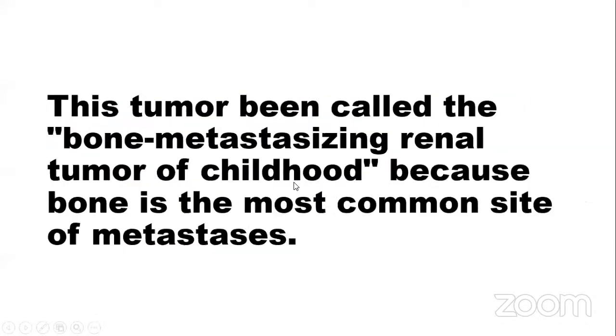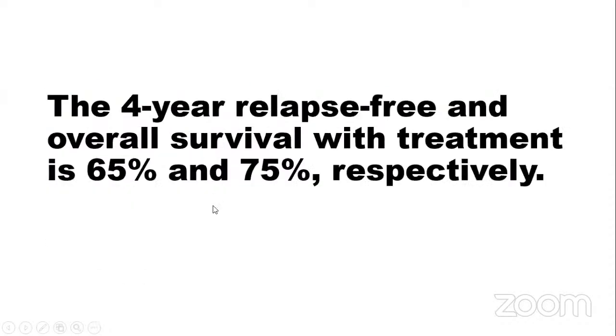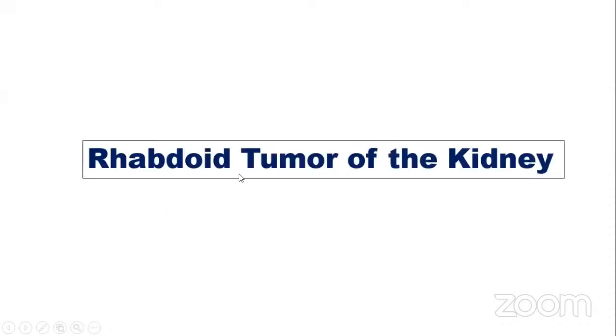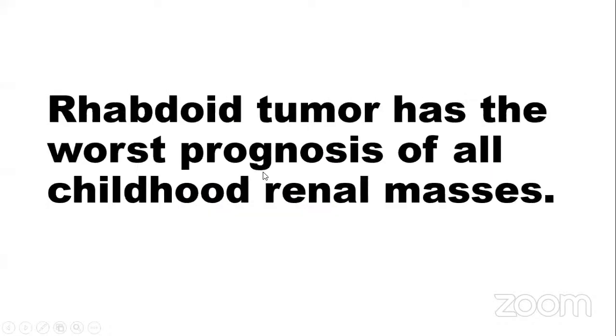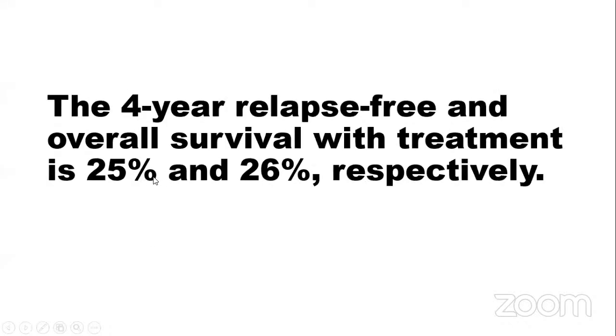clear cell sarcoma. Clear cell sarcoma, as you see, uses doxorubicin, vincristine, actinomycin, cyclophosphamide, and etoposide. This is a 5-drug chemotherapy for them. But the rhabdoid tumor of the kidney has carboplatin and etoposide and cyclophosphamide.